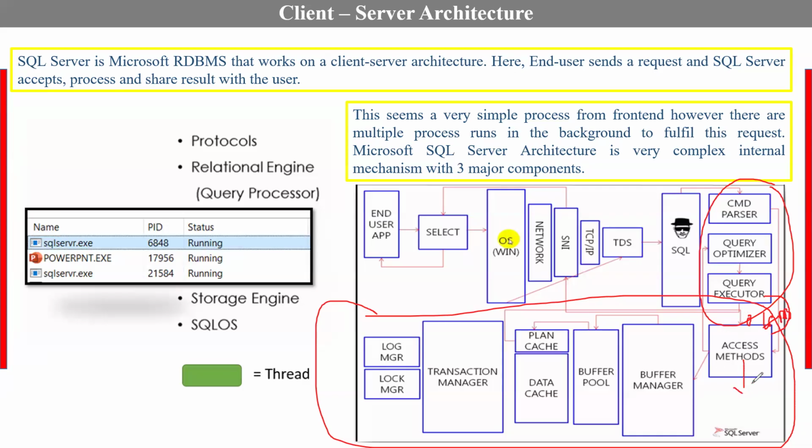So access method also doesn't contain the data. Now, what does access method contain? Access method contains multiple APIs, application program interfaces, which can understand what sort of request you are asking to pull the data.